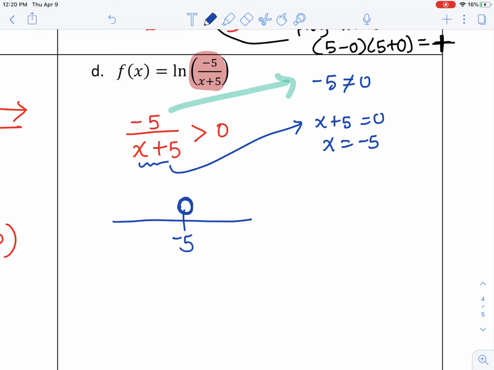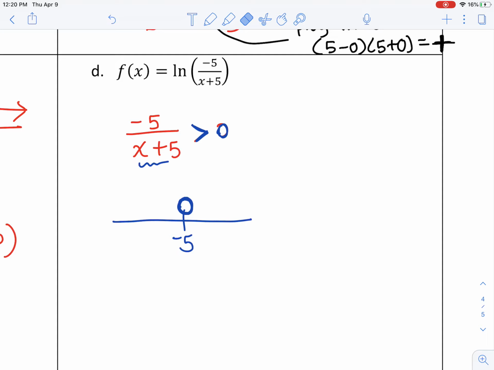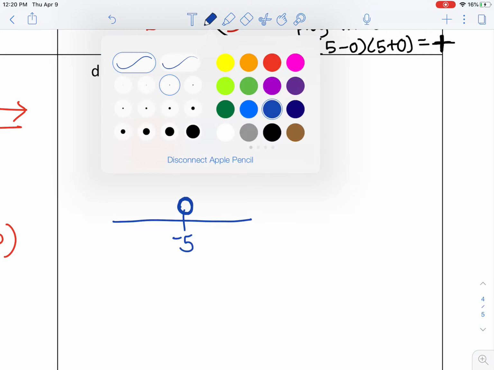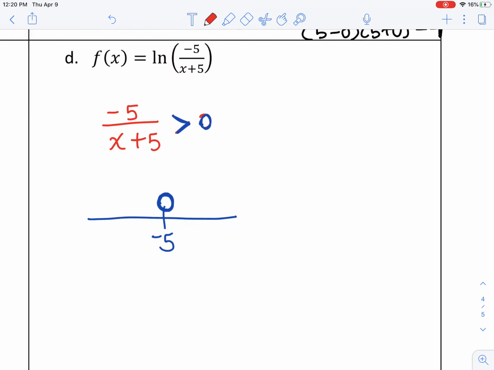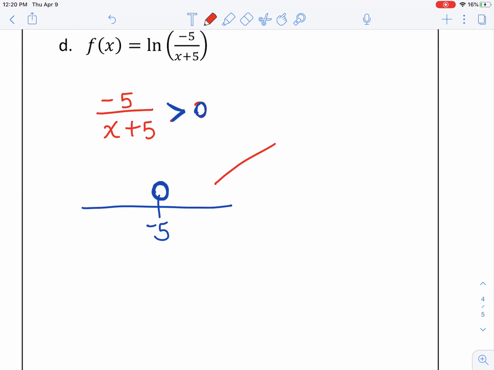I left it as an open circle, not only because it says x is greater than 0, but because x cannot be equal to negative 5. Otherwise, the function will be undefined. So this is a great review of what you and I talked about in the previous unit, solving rational inequality. After grading the Unit 2 exam, I think it's great to review these. So let's go ahead and plug in the points here.